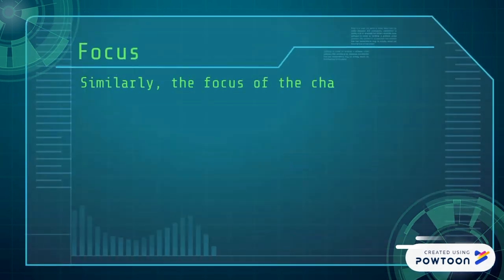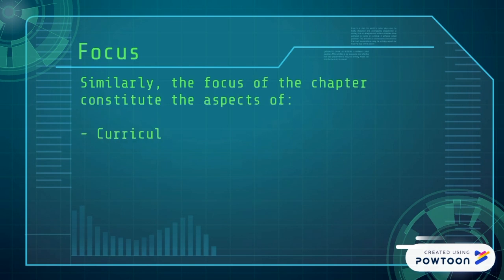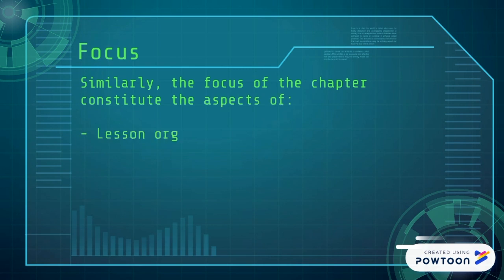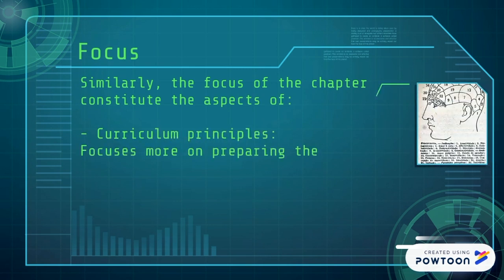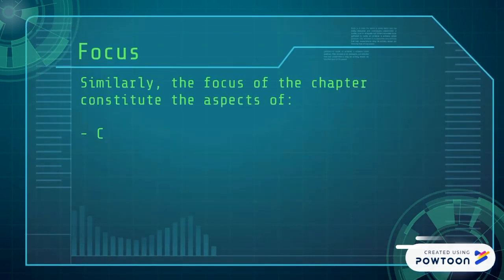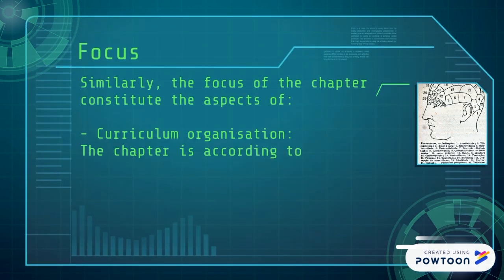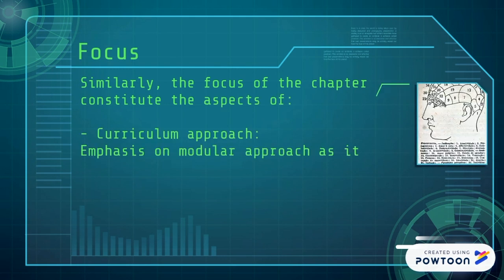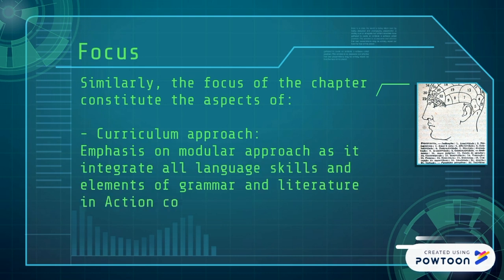Similarly, the focus of the chapter constitutes the aspects of curriculum principles, curriculum organization, curriculum approach, and lesson organization. For curriculum principles, it focuses more on preparing the students for the real world and developing competent and confident communicators. For curriculum organization, the chapter is according to Stage 3 Lower Secondary in Phase 2 Consolidation. For curriculum approach, it emphasizes the modular approach as it integrates all language skills and elements of grammar and literature in action correspondingly to its domain and theme.